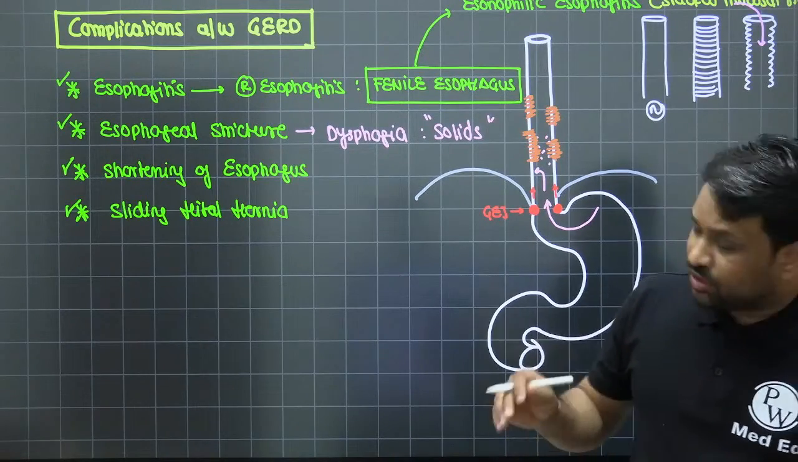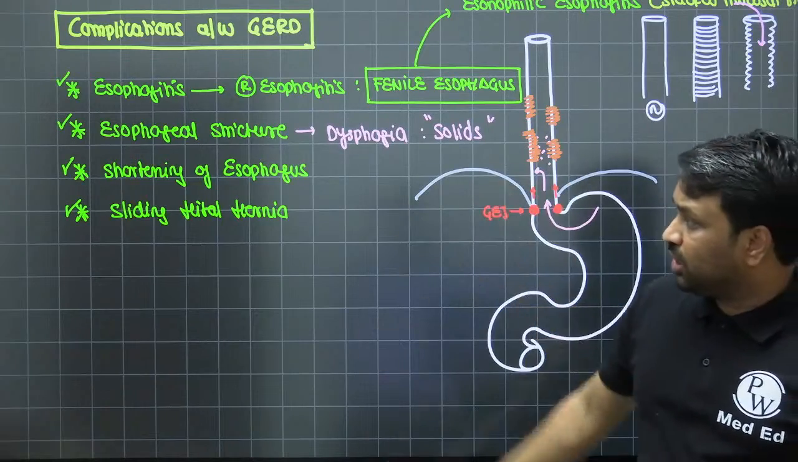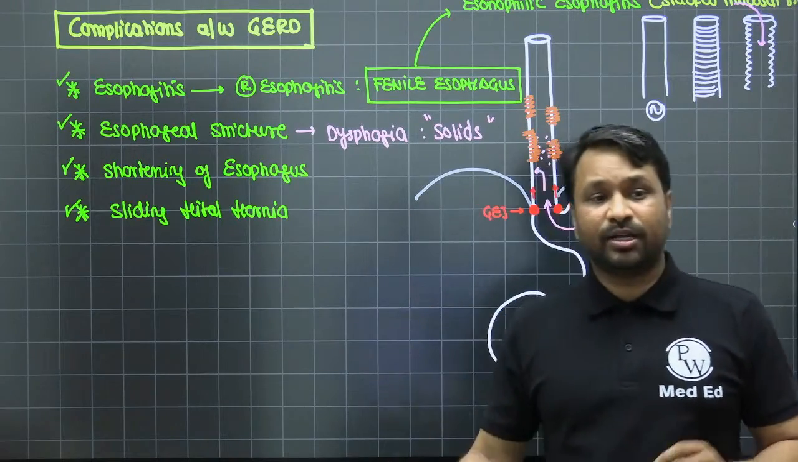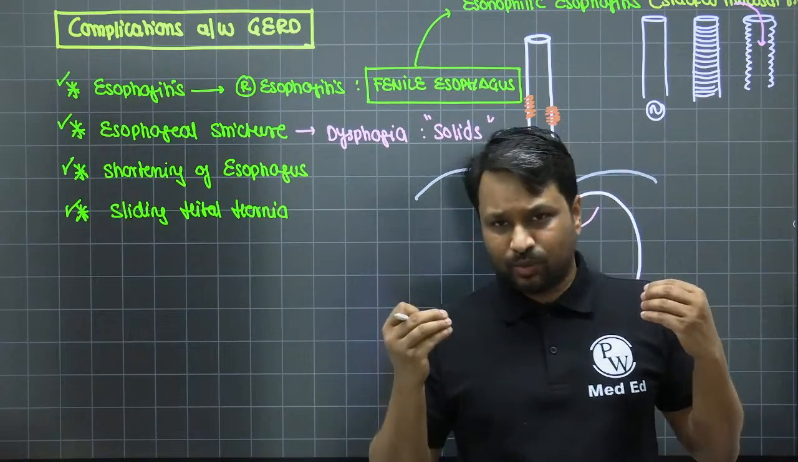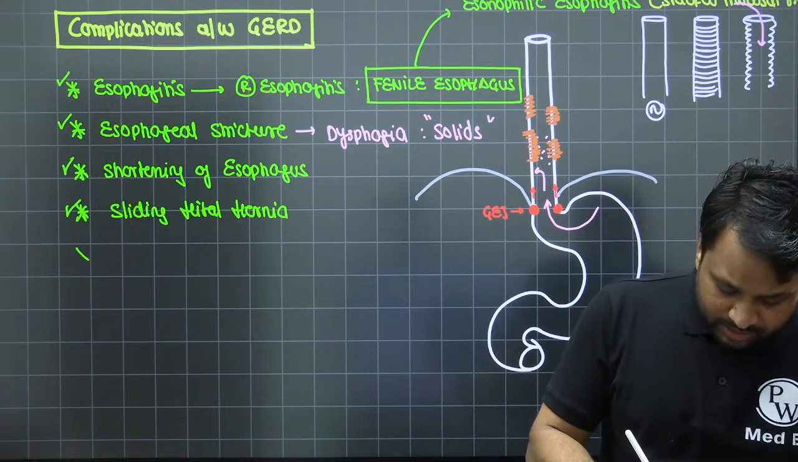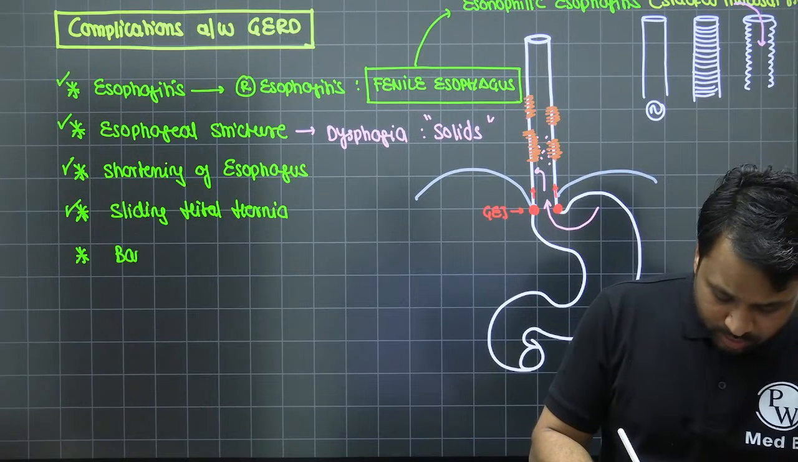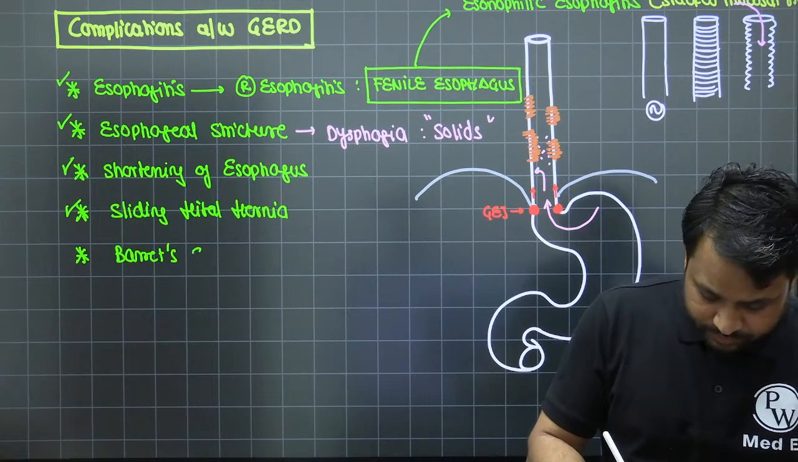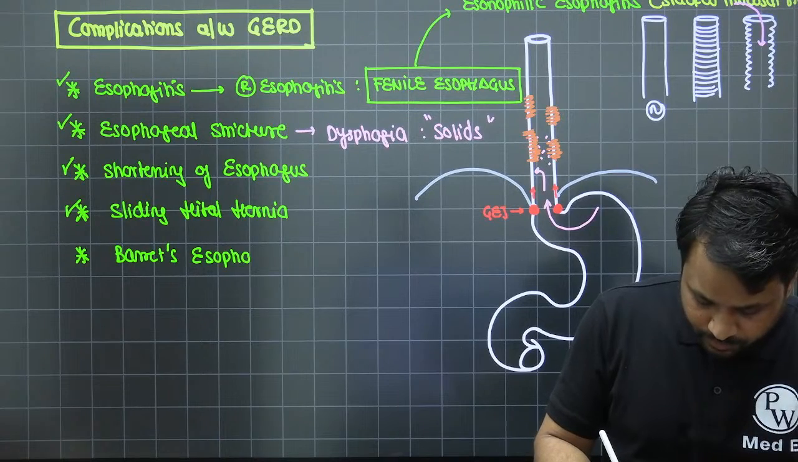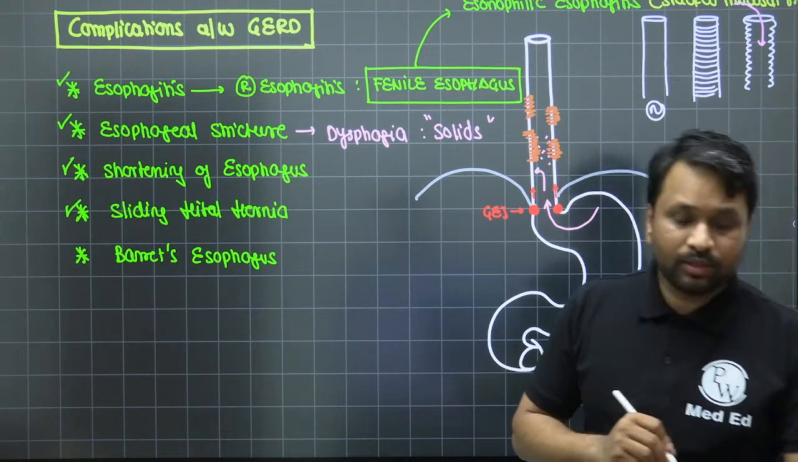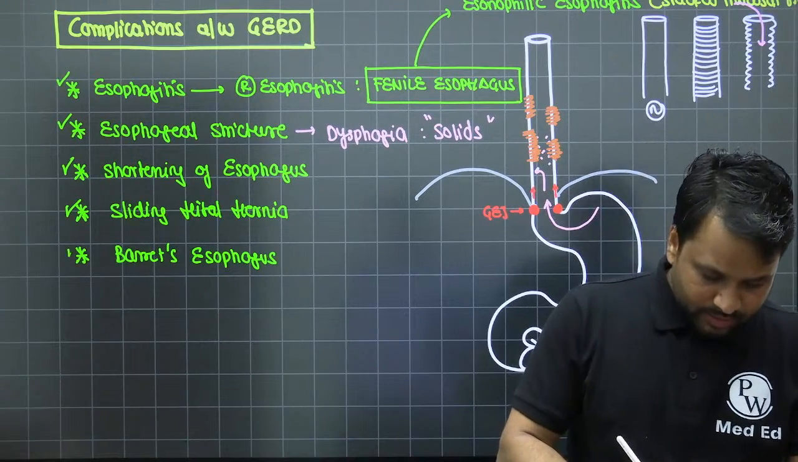Right? So esophagitis, stricture, shortening in the length of the esophagus, sliding hiatal hernia, and the last one, which I would not want my patient to suffer, and that is going to be your Barrett's esophagus.